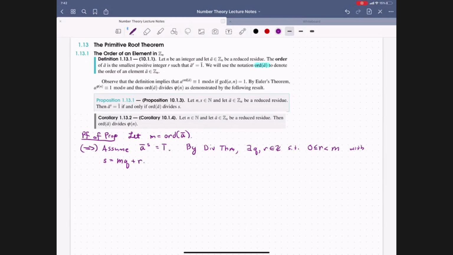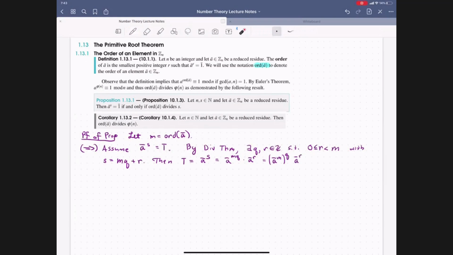So now we have that 1 bar, which is equal to a bar to the s, is the same as a bar to the m times q times a bar to the r. But we can go ahead and take out the q from the exponent over here. So we're going to use exponent rules. So this here is the same as a bar to the m to the q times a bar to the r.